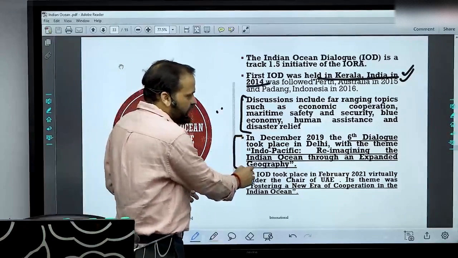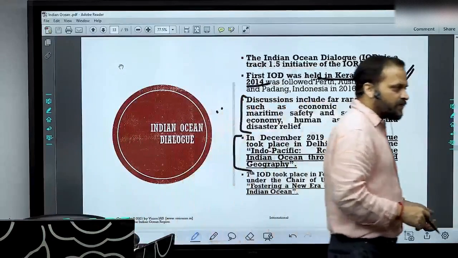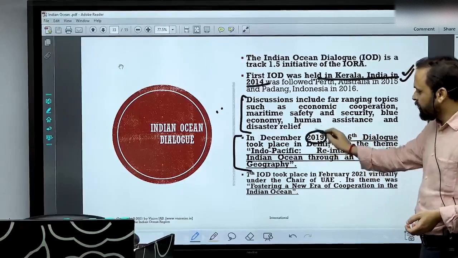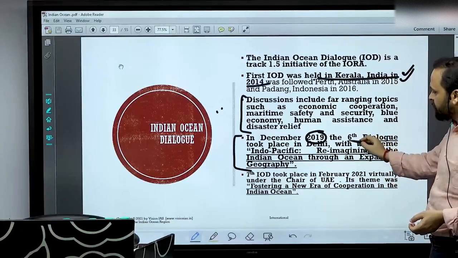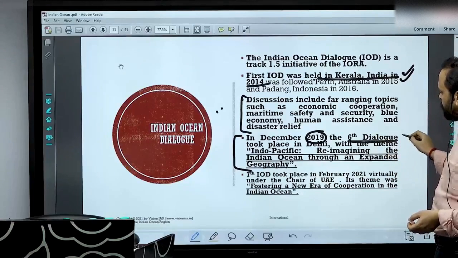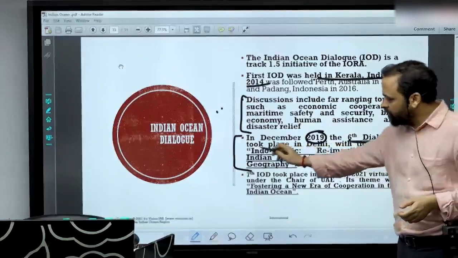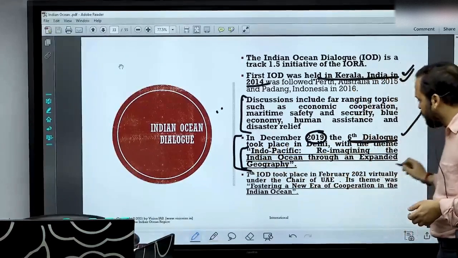Now in 2019 India hosted the 6th Indian Ocean Dialogue. So the most recent one, physically hosted in recent times, was also in India, 2019, 6th Indian Ocean Dialogue, right? So India's association: 2014 first, 2019 6th Indian Ocean Dialogue. Now sometimes when UPSC wants to make it difficult, what would it do?